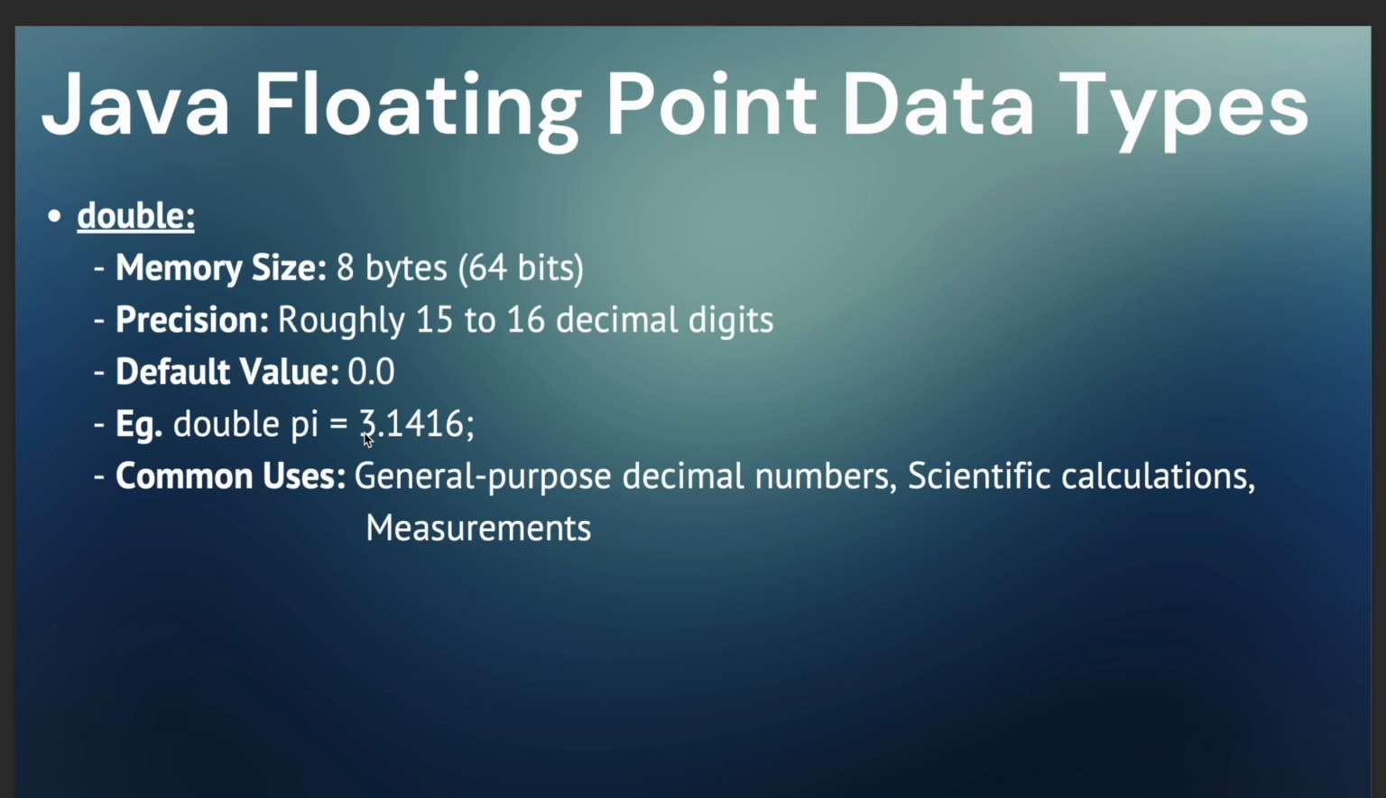Why is it called double? The name comes from the fact that it provides double the storage of a float. A float occupies 4 bytes, a double occupies 8 bytes. More memory allows it to store decimal values with much greater precision.